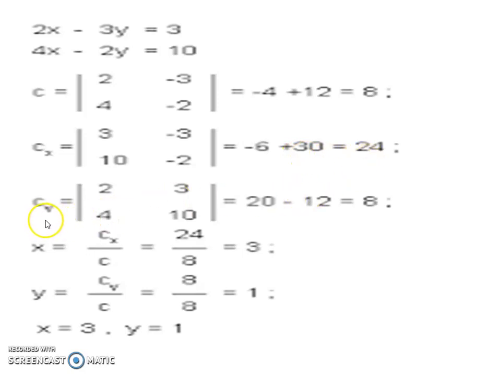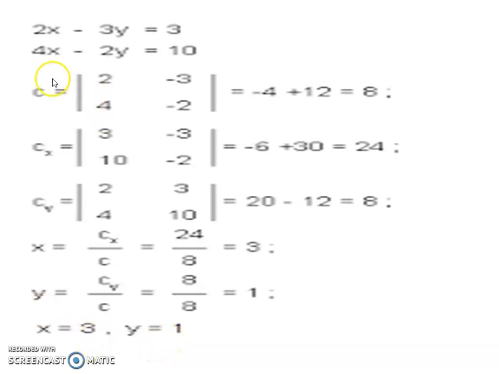To find Cy, instead of y, we have to put 3 and 10. So 2 and 4 remain the same, 10 into 2 is 20, and 4 threes are 12. 20 minus 12 is 8. To derive x, Cx upon C, 24 upon 8 is 3. And to derive y, Cy upon C, 8 upon 8 is equal to 1. We derive the value of x equal to 3 and y equal to 1.